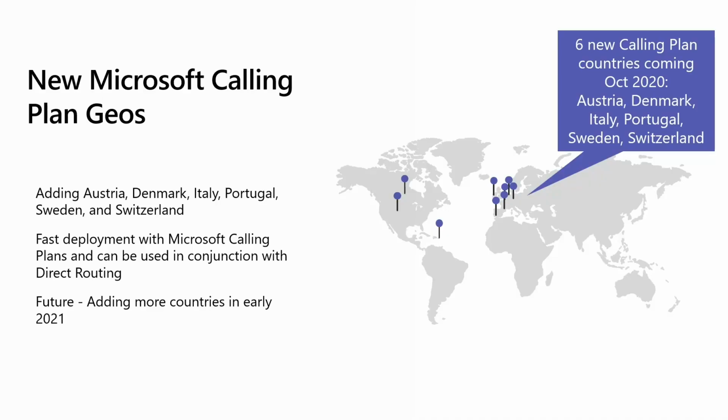I also want to stress again that we have added new calling plan geos, bringing our count total to 16. We have added Austria, Denmark, Italy, Portugal, Sweden, and Switzerland. Oh my gosh, Switzerland, I cannot tell you how many emails I've gotten from you guys about getting calling plans. So my expectation, we've just brought it out for you. You better go ahead and deploy it.